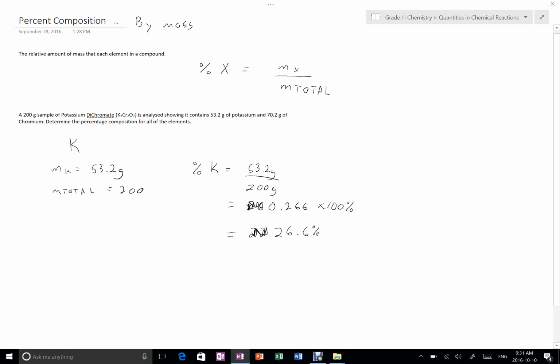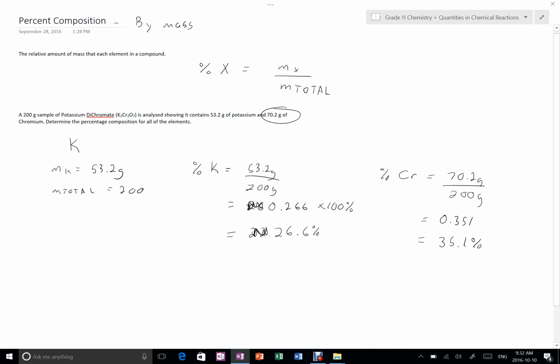Okay, chromium is 70.2 grams of the total 200 grams. So 70.2 divided by 200 is going to be 0.351, again as a percent, 35.1%. And now you'll notice it didn't give us any mass for oxygen.